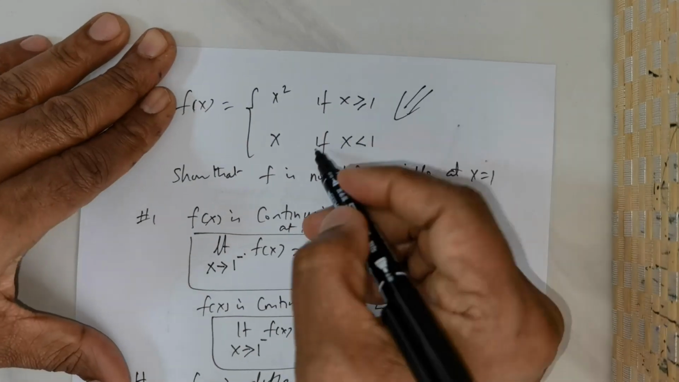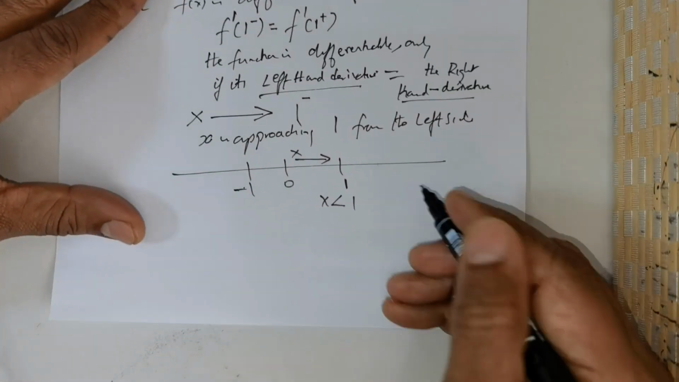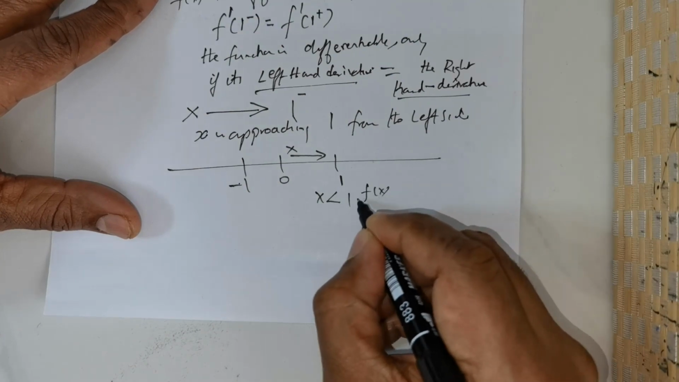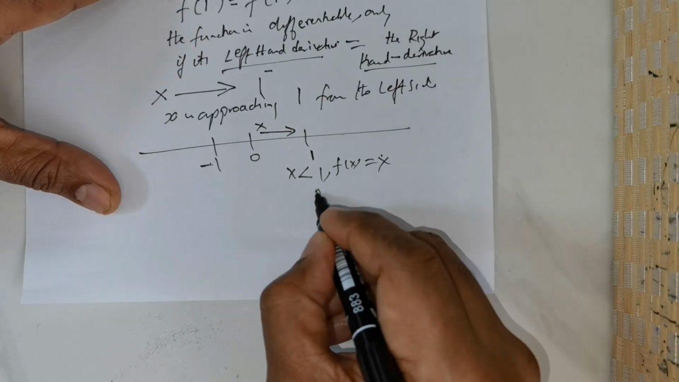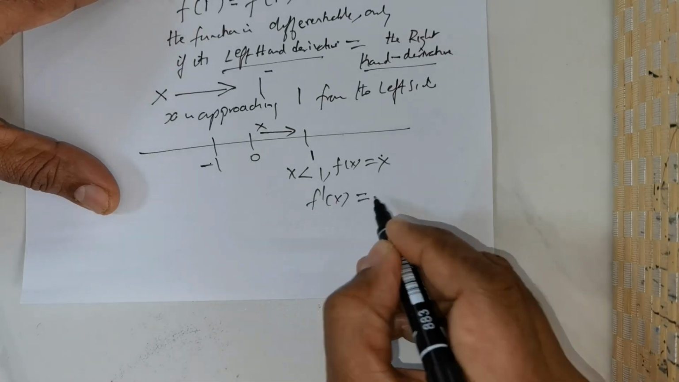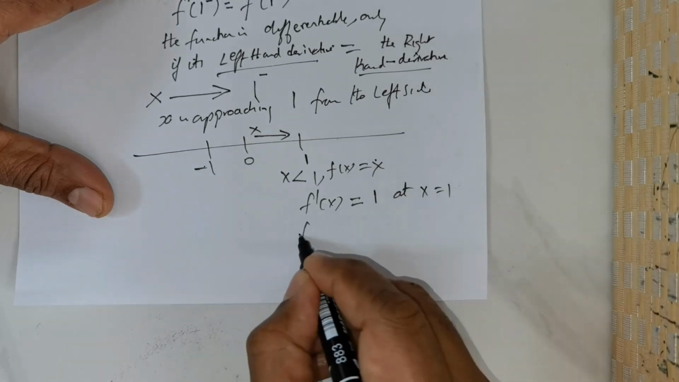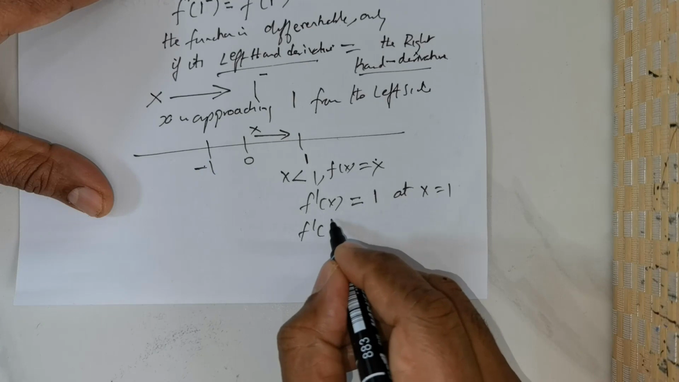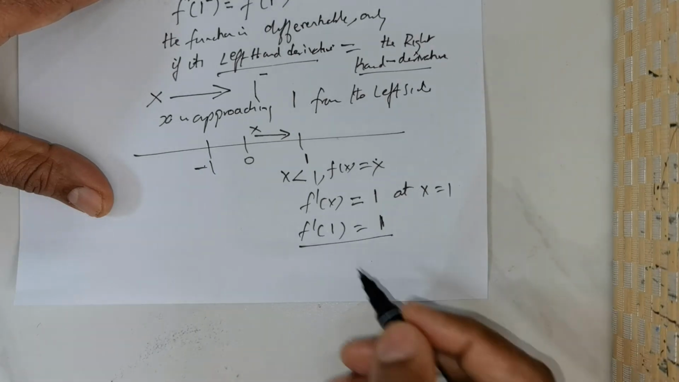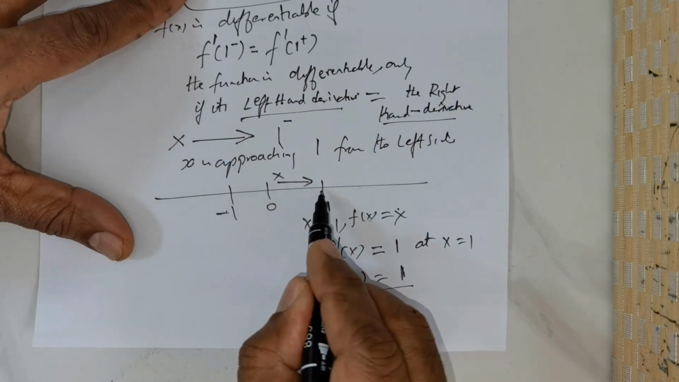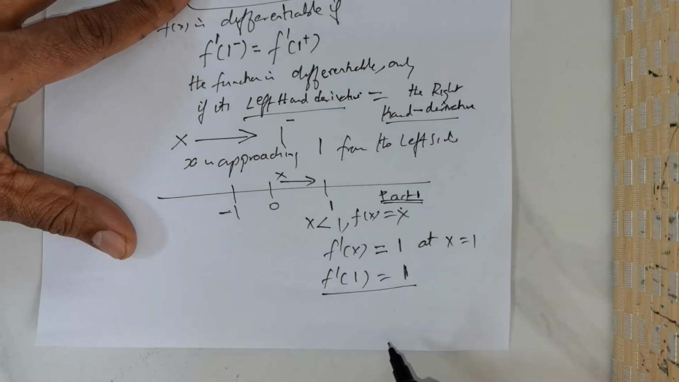Now go up over here. What is the value of the function when x is less than 1? f of x is equal to x. Now find out f dash of x. When you differentiate x, what do you get? You get 1. So therefore at x is equal to 1, f dash of 1 is going to be equal to 1, because x is going towards 1 from the left side. So this is part 1, the first part you need to work.